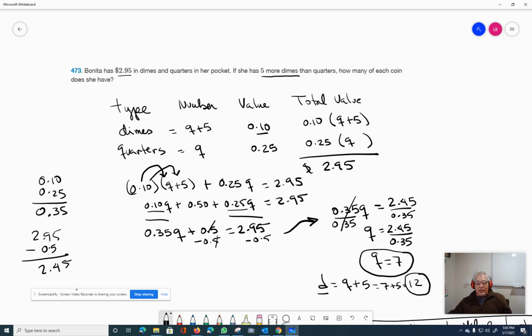The critical part here is to set up the table, and I'm going to explain again. You write the type of coin that you want to use, how many coins you have, the value of the coin, and then do the multiplication. In the problem, they say 5 more dimes than quarters. That's why I write dimes equal quarters plus 5, because you have 5 more. And quarters I will write as Q. The value of the dime is 10 cents. The value of the quarter is 25. 0.10 times Q plus 5, plus 0.25 times Q should be equal to the total.